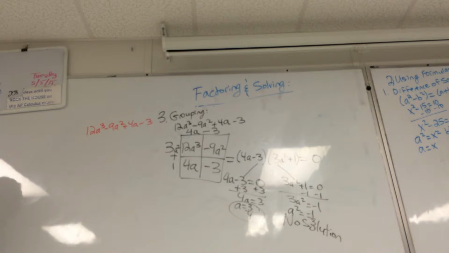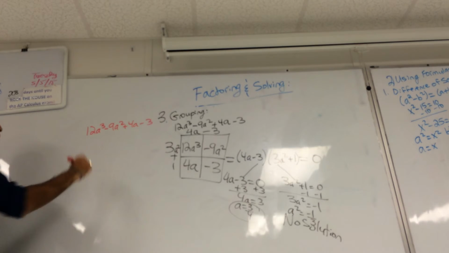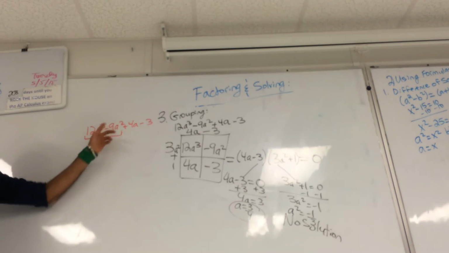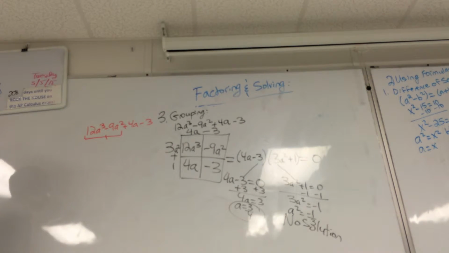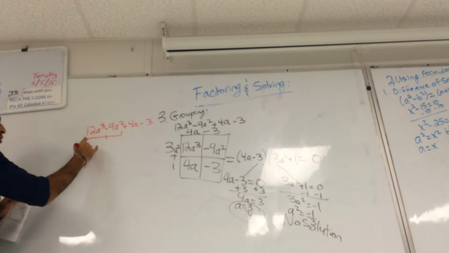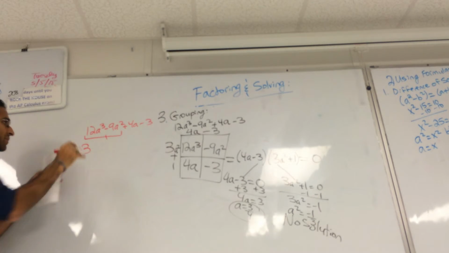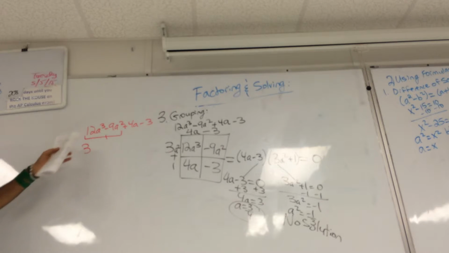Factoring by grouping is the following. We look at these two terms right here, the two terms with the highest exponent, and we ask, what can we factor out from them? Certainly a 3, because 12 divides nicely by 3 and 9 divides nicely by 3.